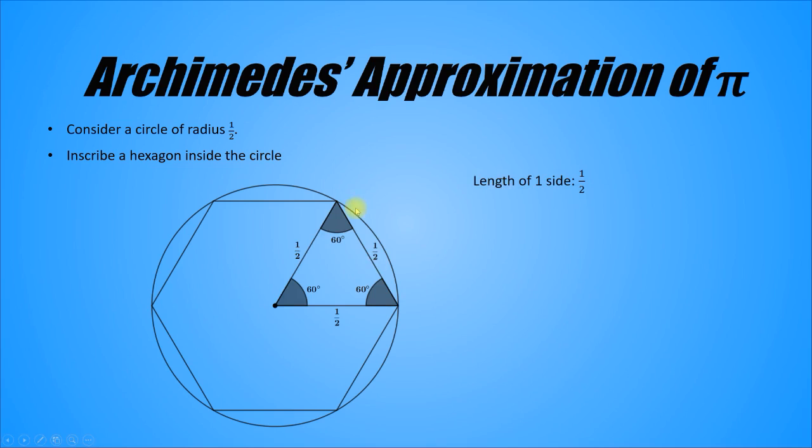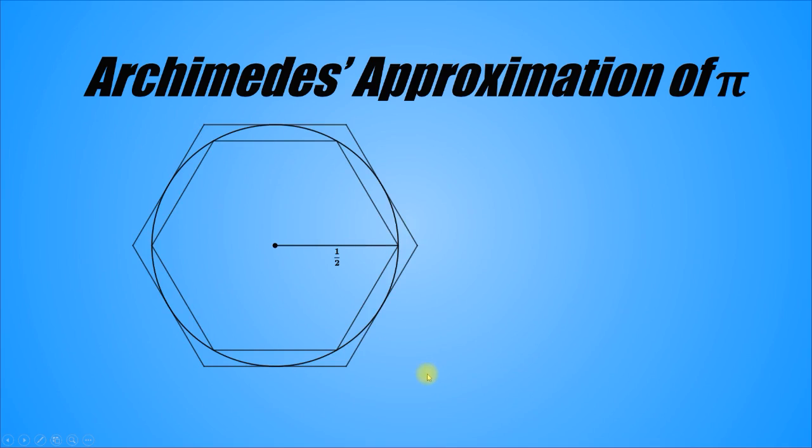So this here is one side of the hexagon. Its length is 1/2. And we can get the perimeter by multiplying that by 6. So the perimeter of the inscribed hexagon is 3. So let's collect our results and get a bound on pi. Okay, the circumference of the circle is pi. The perimeter of the inscribed hexagon is less than pi. And the perimeter of the circumscribed hexagon is greater than pi.